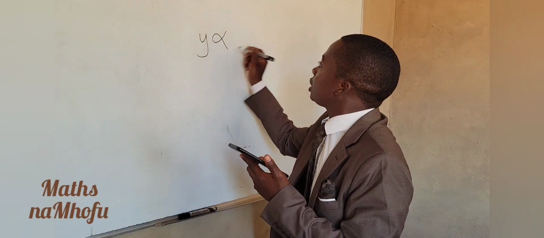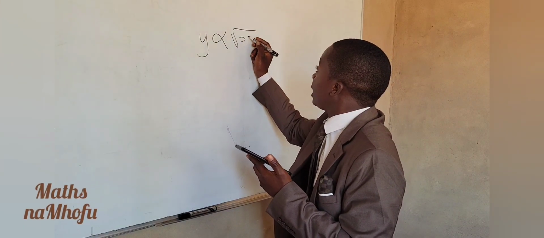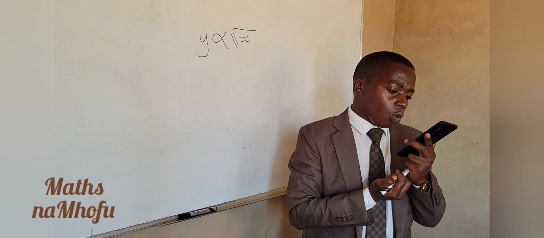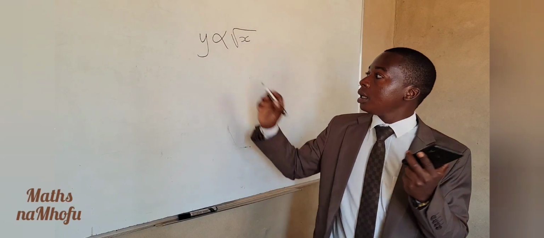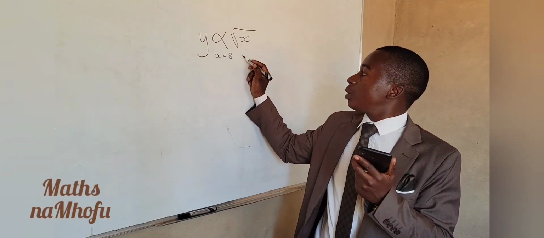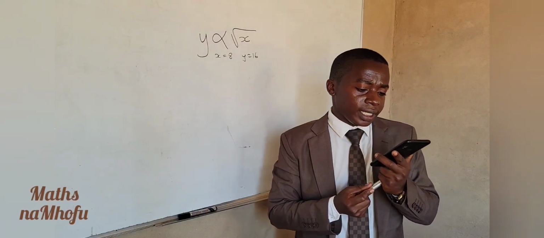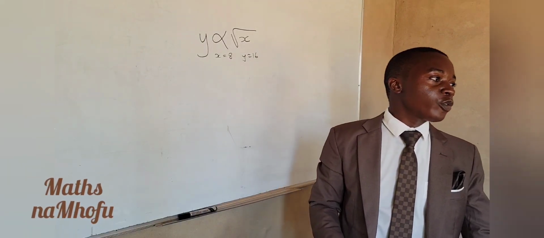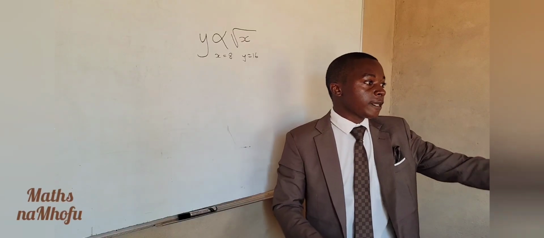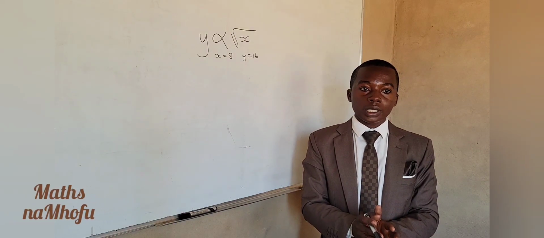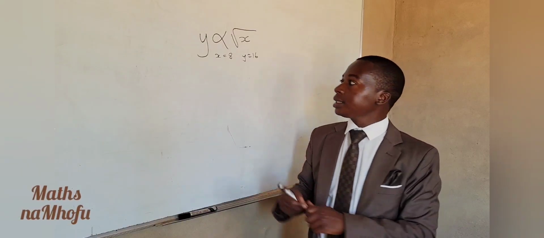Okay, now, y is directly proportional to the square root of x. Y is directly proportional to the square root of what? X, like this. Given that x equals 8 when y equals 16, find the formula connecting x and y. Remember, you have to find the constant first. Then you substitute the numerical value of the constant, and then you have the equation connecting, right?